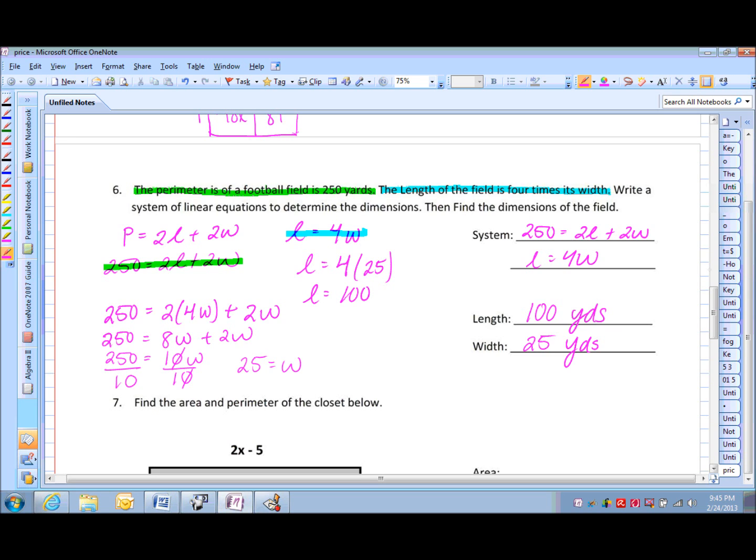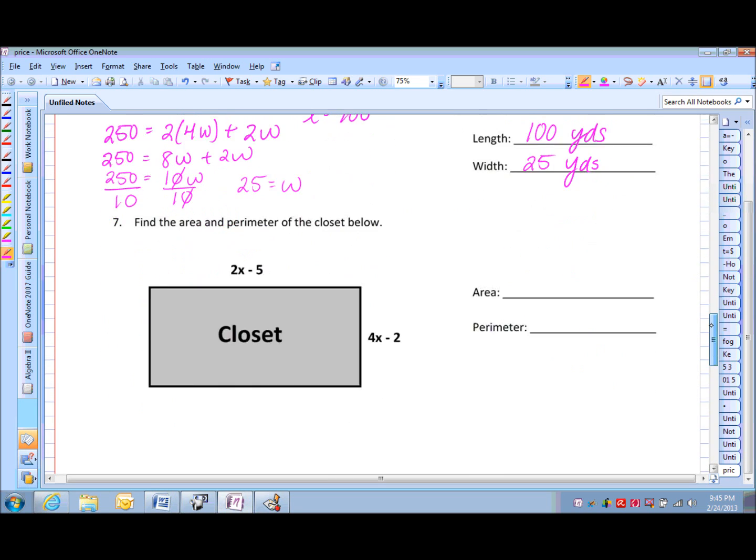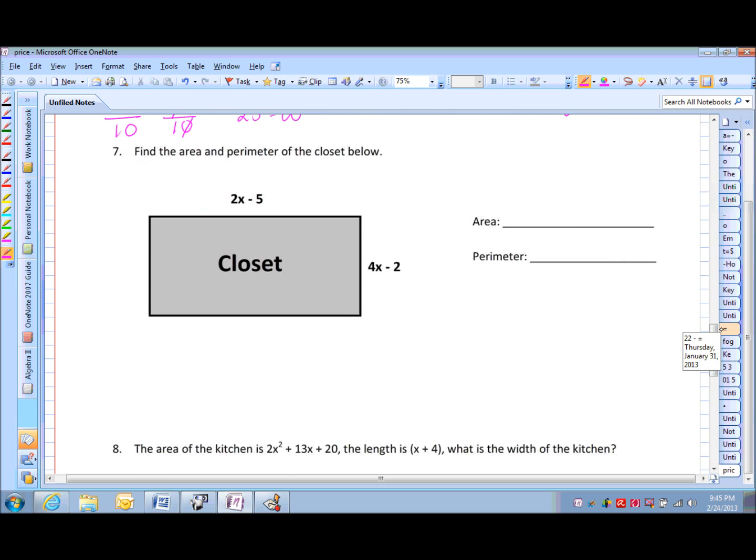Okay, moving on to problem number 7 or 8 on your worksheet. They want us to find the area and the perimeter of the closet below. So we know area is equal to length times width. So area of this closet is 2x minus 5, the length, times the width, which is 4x minus 2. I can use multiple methods. I can use FOIL method, I can use double distribute, or I can use the box method.